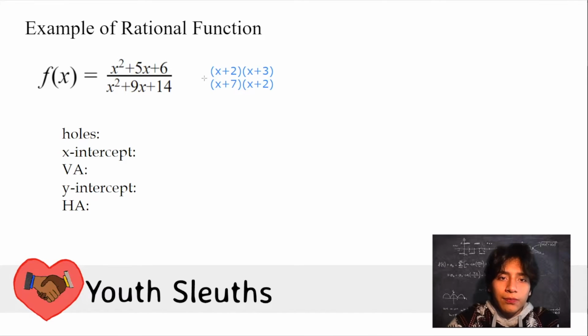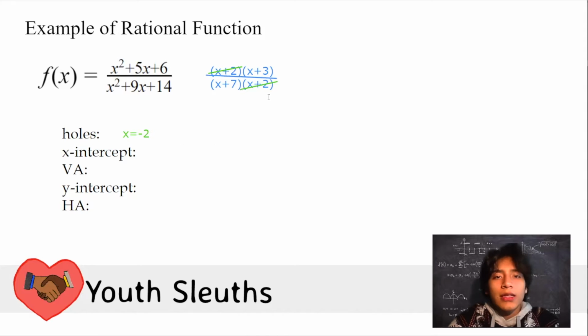Now, for our holes, we will first see which factors cancel out from the numerator and the denominator. And as we can see, we have x plus 2 in the numerator and x plus 2 in the denominator, meaning that our first hole will be x equals -2.